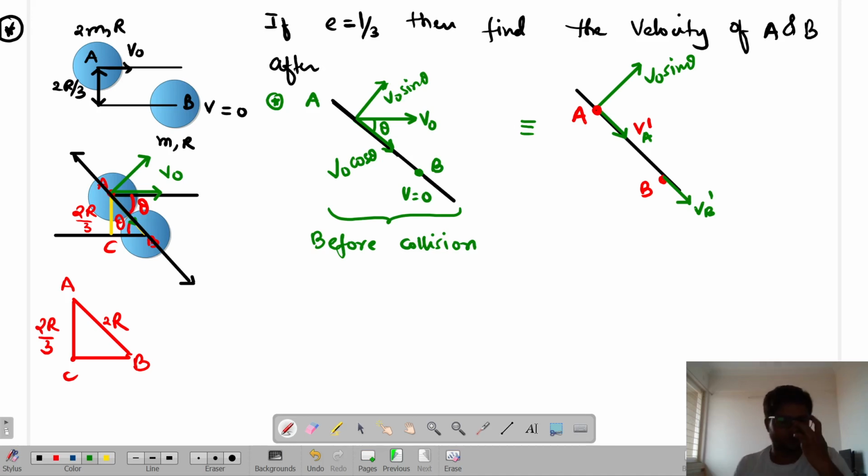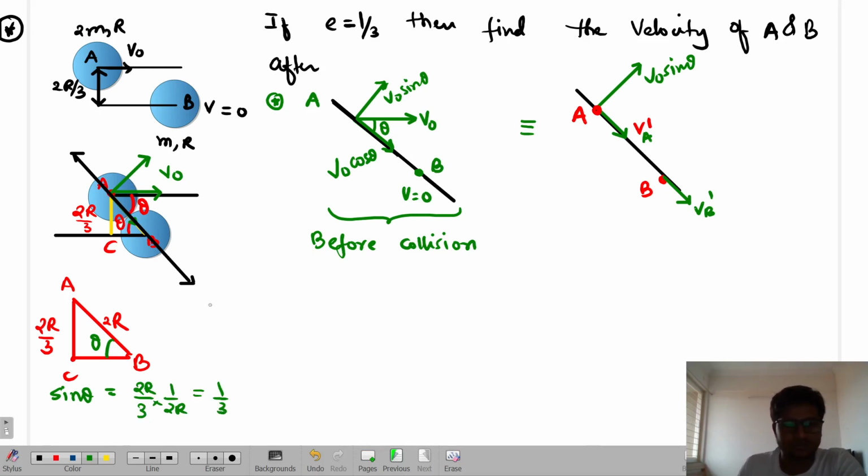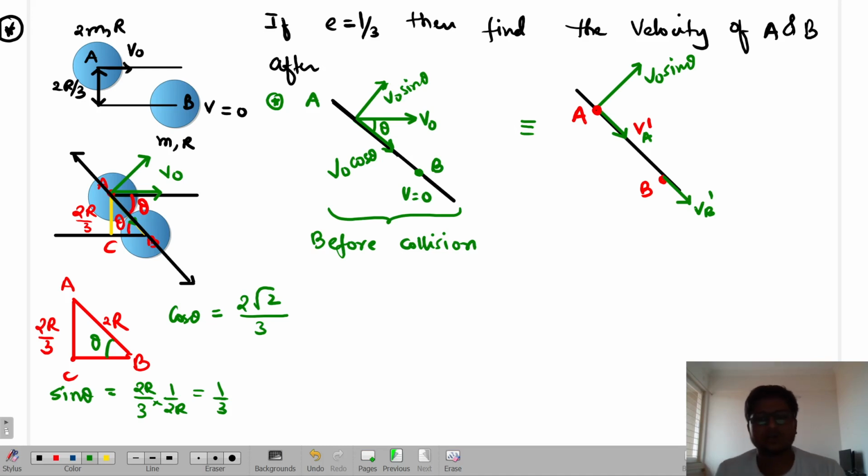Similarly, I wanted to calculate this angle theta. So sine theta is perpendicular, which is 2r by 3 divided by 2r. So which is equal to 1 by 3. If you calculate cos theta, it will come as 2 root 2 by 3. Check that. Is that clear or not? So we got our thetas, but we need to calculate VA dash and VB dash, then only we'll be able to know the velocities of A and B.